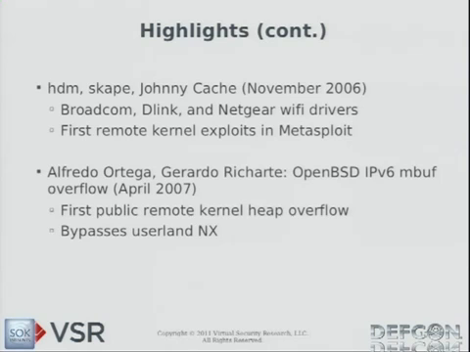In 2007, there was an OpenBSD IPv6 vulnerability, which was really awesome. That was the first public remote kernel heap overflow that I'm aware of. They did some nice work on that. And they also bypassed userland NX protection, as in non-executable stack, heap, etc.